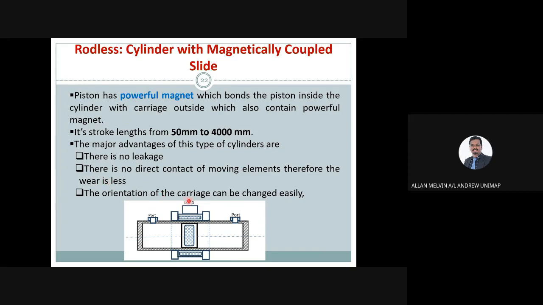And the orientation of the carriage can be changed easily. Meaning, you just lift this. There is no connection, so you can lift and rotate it. You can keep it either way as long as it's connected. So the orientation of the carriage can be changed accordingly.